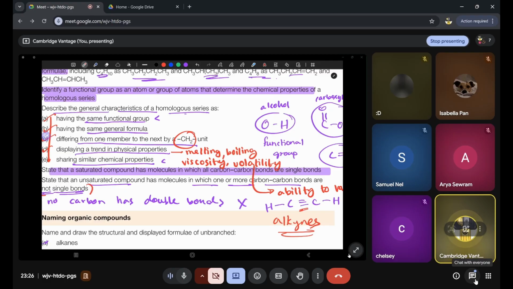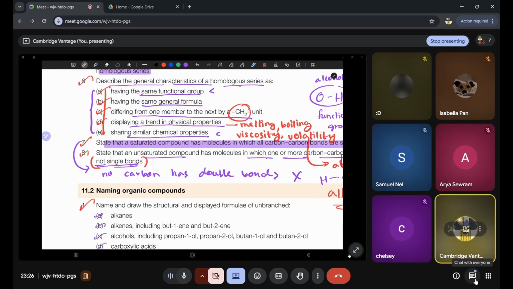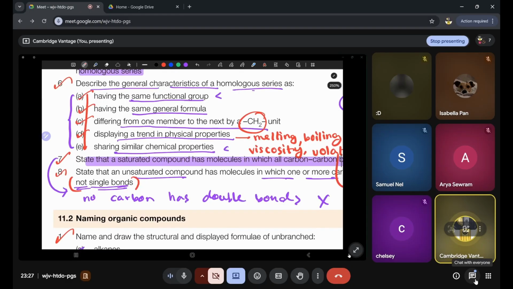Melting point, boiling point, viscosity. Viscosity is just the thickness of the fluid or the ability to flow. Volatility is the ability to vaporize. So these are the four physical properties. And then E is just a repetition of the fact that they have the same functional group, and due to having the same functional group, they have similar chemical properties. So these five are the characteristics of the homologous series.